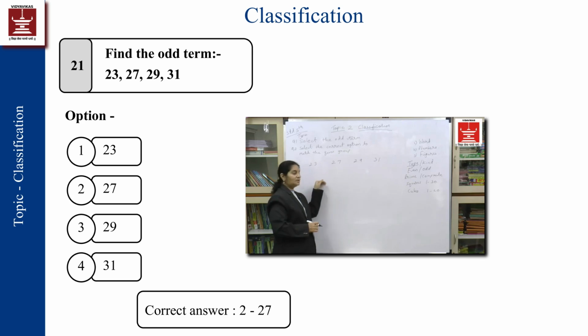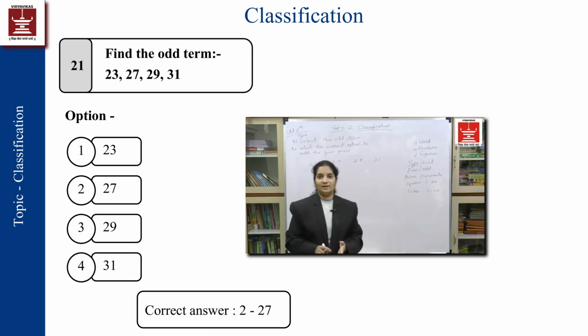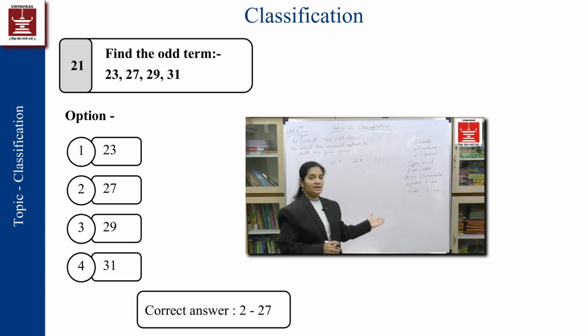So all are composite, one is prime, or all are prime, one is composite. Any criterion can happen over there. So looking at the numbers, you need to find out. You need to know so many things by heart over here. You need to have that basic knowledge at your fingertips. You cannot afford to forget anything over there.